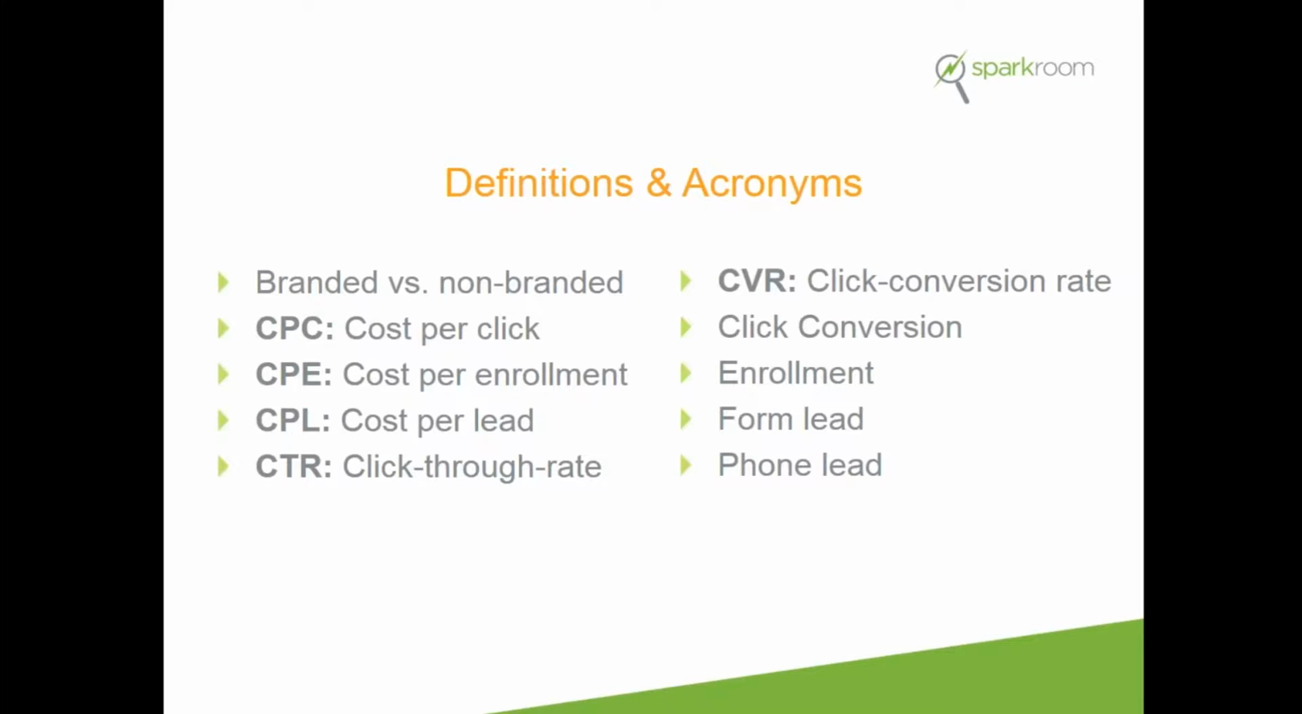CPC is cost per click, CPE is cost per enrollment, CPL is cost per lead or cost per inquiry, CTR is click-through rate, CVR is click to conversion rate. A click conversion is the act of completing an inquiry form after clicking on a paid search ad or clicking the phone number to call the school directly. This is used interchangeably with inquiry and lead. And throughout our actual report, we've noted which metrics include form inquiries only and which include form plus phone call inquiries. Enrollment is being used to identify an inquiry that achieved either an application, enrollment, or a start milestone.